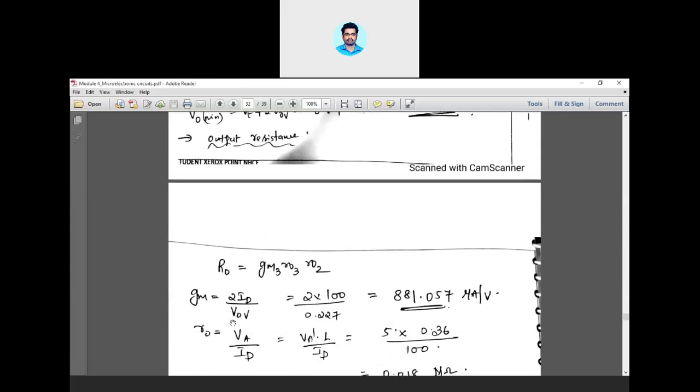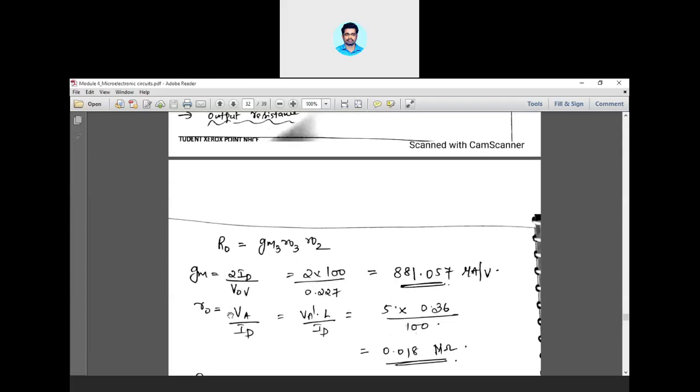So to calculate R0, you have to find GM. You know the equation for GM is 2ID by VOV. ID is given, VOV we have just calculated. So that is GM. Now we have to find R0. You know what R0 is? R0 is VA by ID. VA is the early voltage. Early voltage can be found only by multiplying VA dash and length, because VA dash is the voltage per unit length. So when you have the voltage per unit length value, multiply with the overall length, so that you will get the total voltage VA.